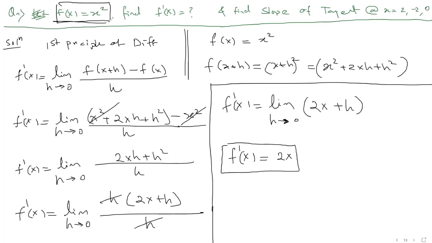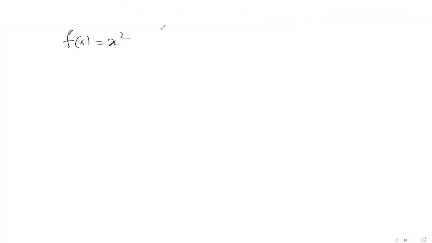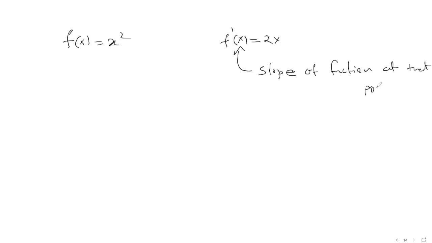So now for a function f of x is equal to x square, this was our original function, right? We found the derivative of that function as 2x. Okay, so f prime of x is 2x. And I hope you remember when I said differentiation or the derivative, it is nothing but slope of a curve or slope of function at that point, which means slope of its tangent at that point.